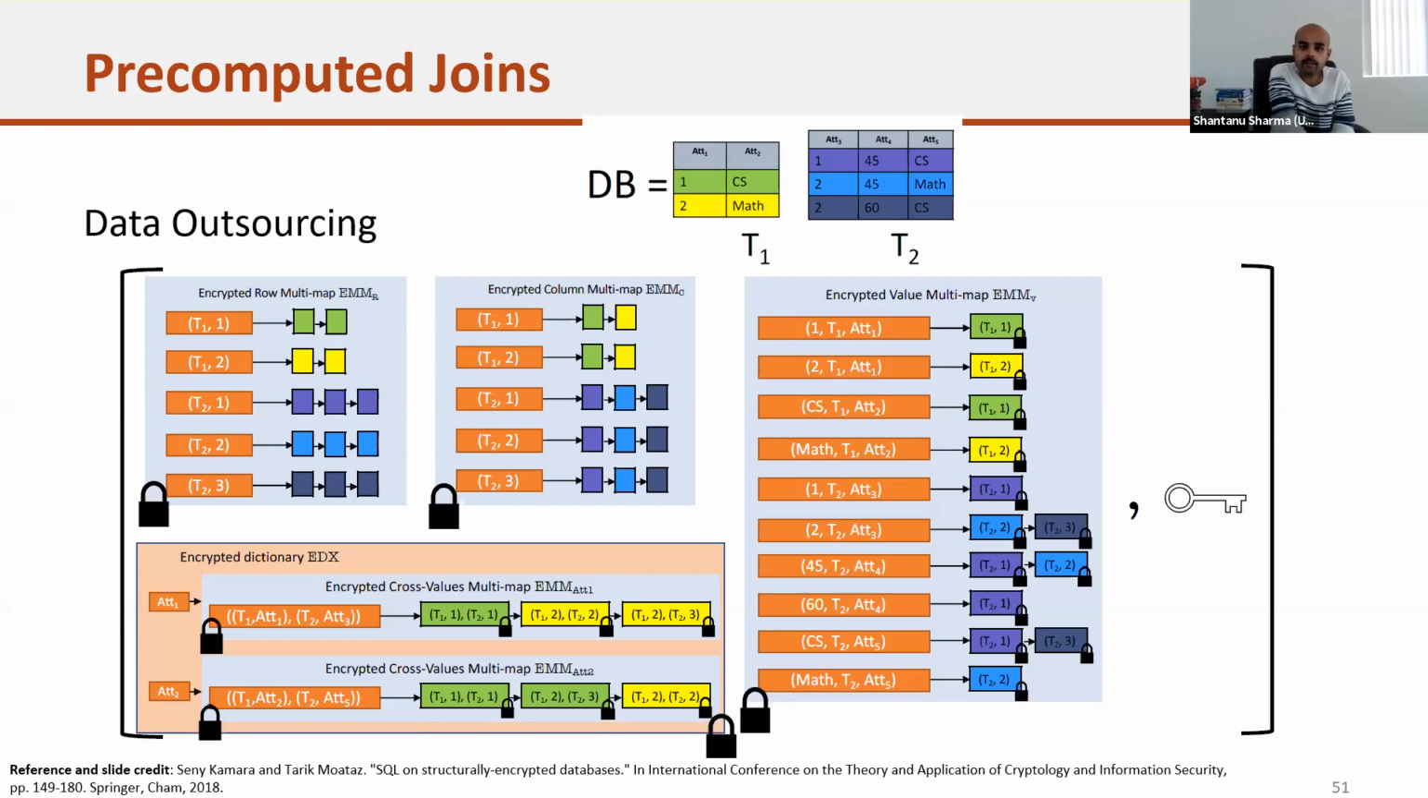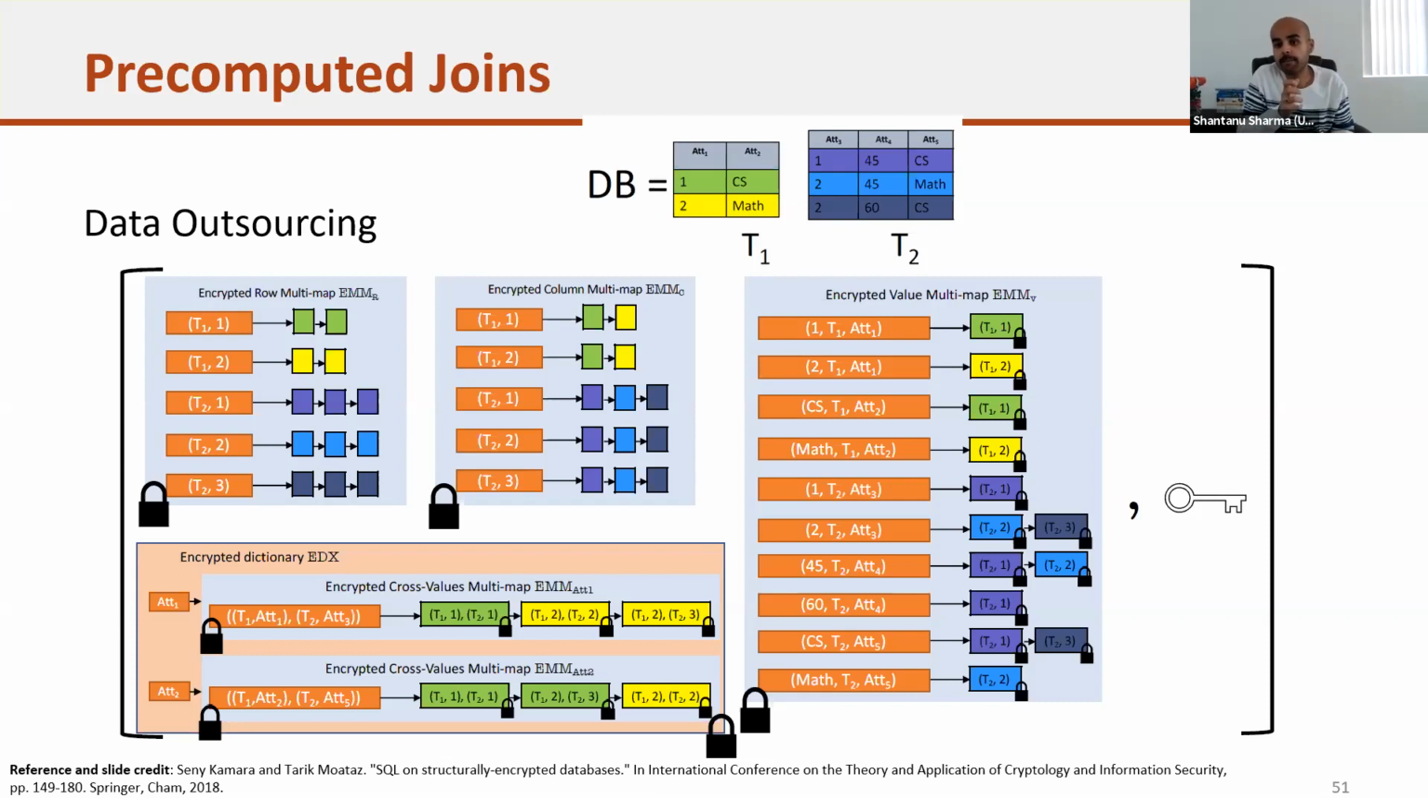Now you see the second column, the encrypted column multimap. In this case, you need to store all the values of the column. First see that in table 1, the first column name is ATT1. I wrote T1, 1, meaning table 1 and column number 1, and there are two values, green and yellow. I stored these two values, the actual values 1 and 2. For T1, 2, I store CS and math. Same thing I perform for the second table.